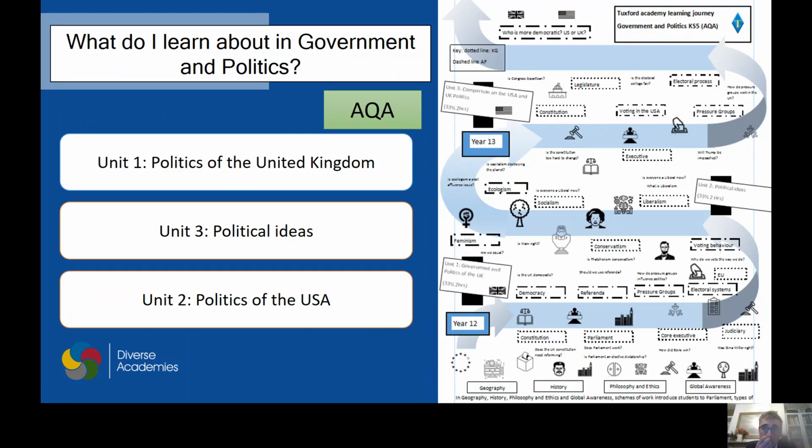In government and politics, we do it in 3 different branches. The first one we start off with in year 12 is all about the politics of the UK. Once we've done that, which takes probably about 2 terms, we move on to political ideas, and then finally the politics of America. So straight away, you should hopefully get an idea of whether you're going to enjoy this.